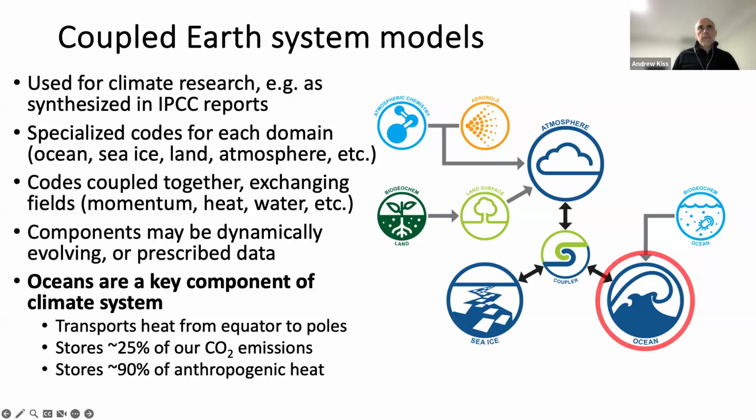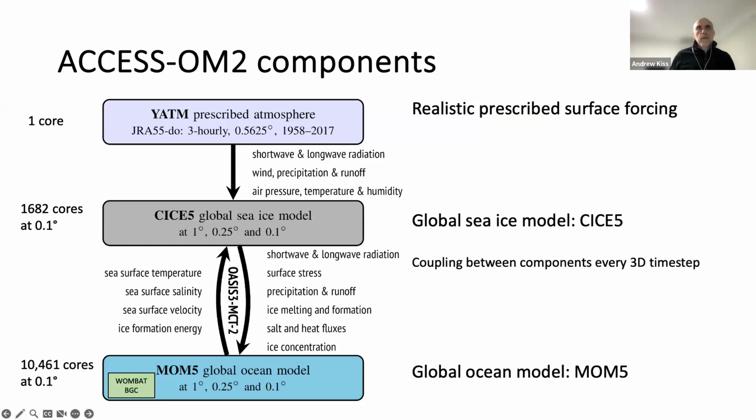And there's the ocean. So this is an example of a simplified model which just looks at the ocean and the sea ice. This is one that I've worked on for a number of years now. And so we have a sea ice model called SIS, and we have an ocean model called MOM5.